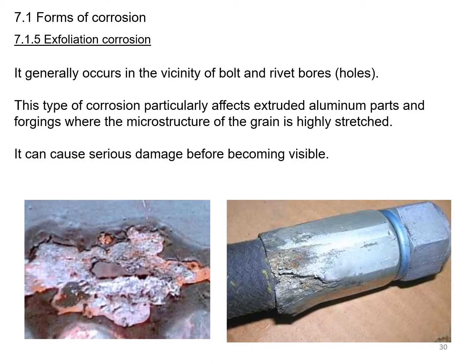This type of corrosion generally happens in the vicinity of bolts and rivet holes. It particularly affects extruded aluminum parts and forgings, where the microstructure of the grain is highly stretched. Now, in the assembly and installation course, you probably heard about extrusions, and this is actually what you used to create the angle brackets on your project. Also, the 1x1 square rod that was used for the main manifold of the part that you fabricated in the assembly and installation course. It can cause serious damage before becoming visible. So this type of corrosion is quite insidious and difficult to detect.